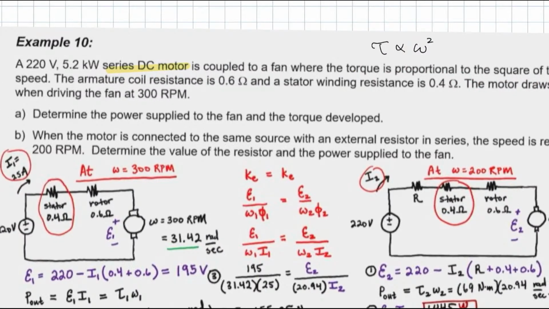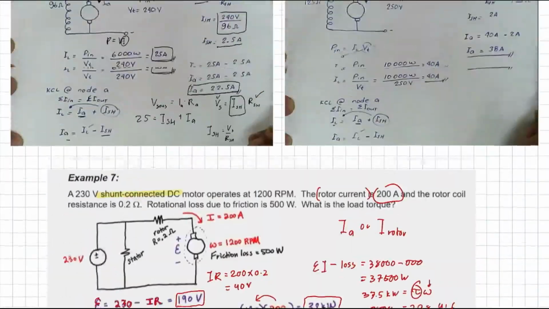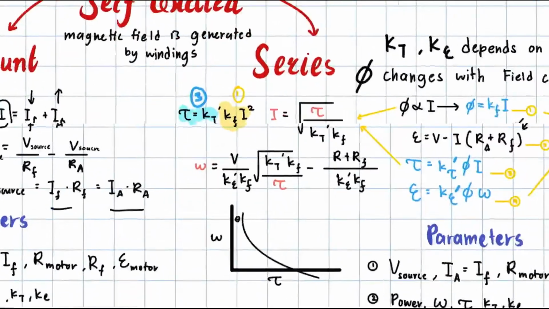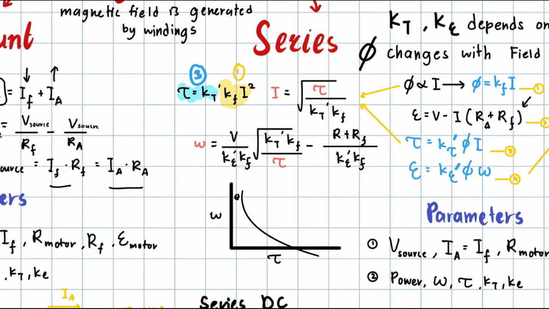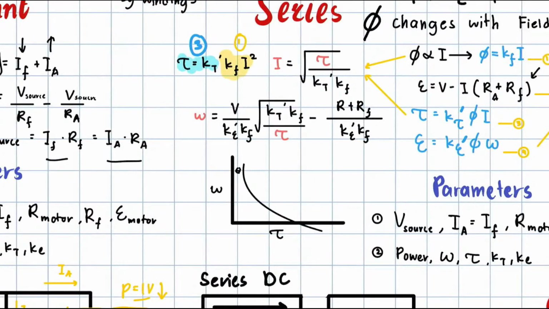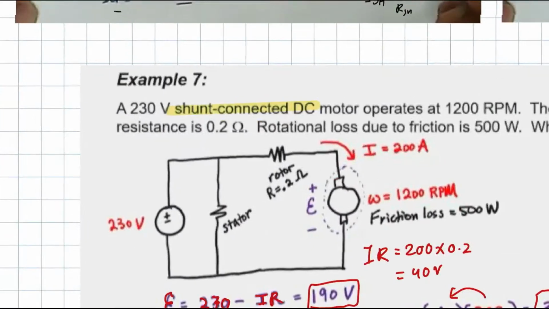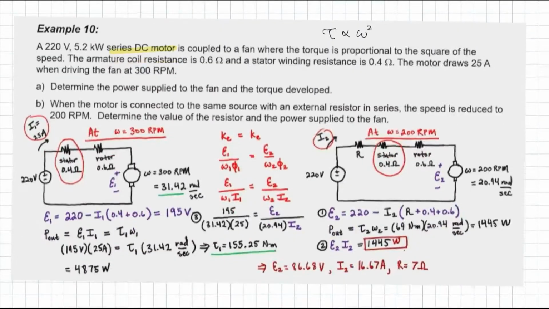Proportional to the square of the speed. Oh, sorry, speed, not current. Speed. So not this one. Torque is proportional to the square of the speed. Over here roughly, this is something like a square root, something like that. Wait. So torque, power of 2. Okay, that is this.